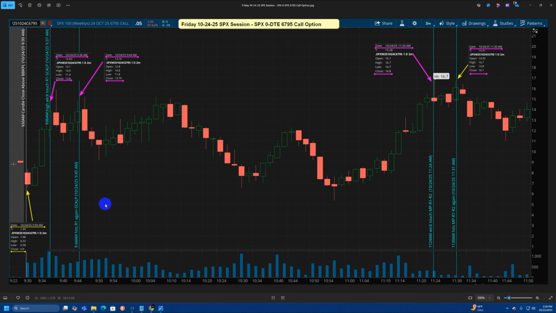Next, we'll look at the 67.95, which was our furthest out of the money. So here's the 67.95. Here is the 9:30 a.m. entry candle on the close, $6.90. Here is the 9:36 high wick touch R1 scalp. High was $14.90 on that high wick touch. Waited to the close, $13.80.